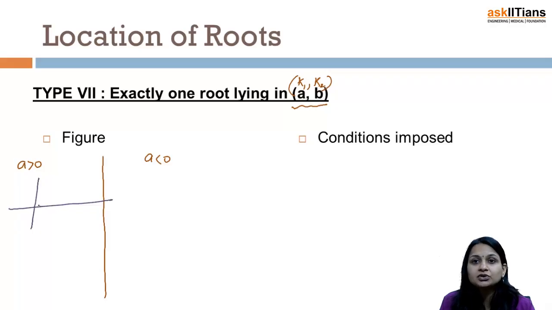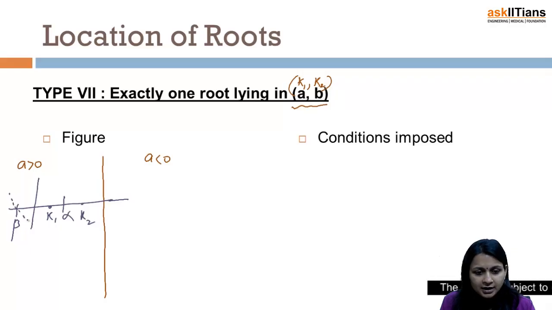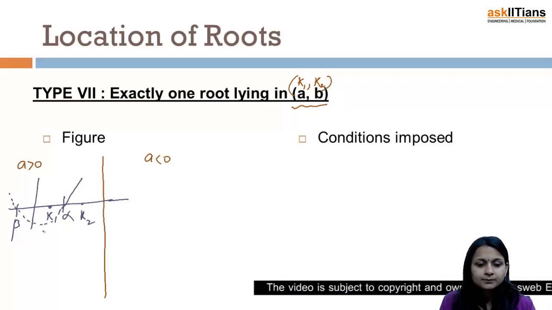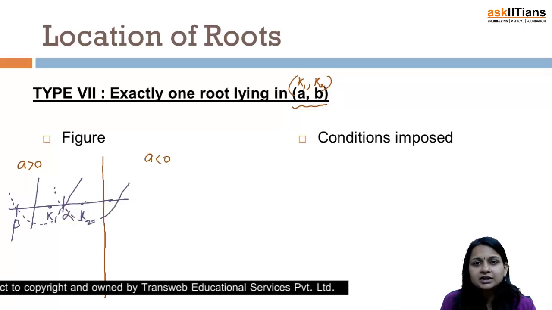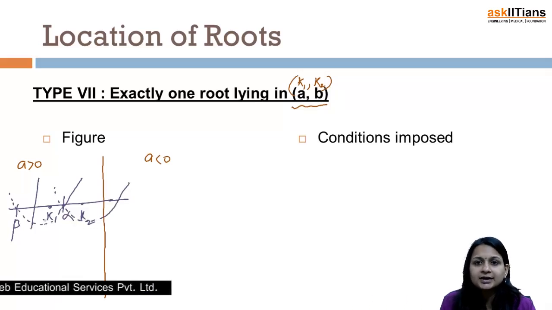The other root is not lying between them. So let me first of all plot K1 and K2. One root is lying, so let me write it as alpha, another root somewhere here, say beta, and I will draw my graph like this. You will say, ma'am, our graph can look like this also. Yes, definitely, that depends.